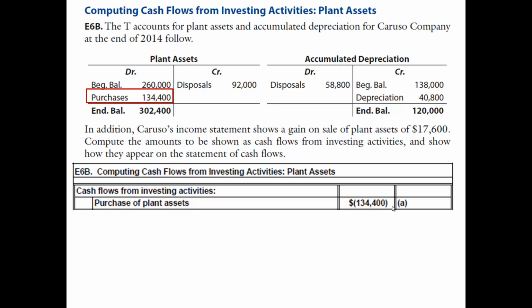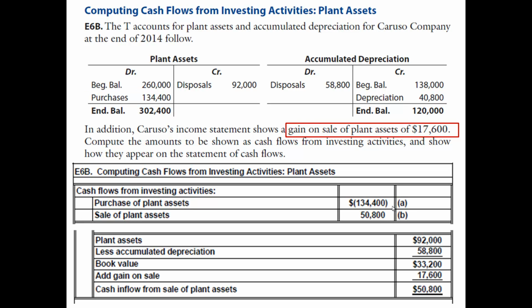Now, the next part is a little trickier in calculating what our actual cash inflow was, because we sold a plant asset, and you can see here that the amount of cash we brought in from the sale of that plant asset was $50,800. But let's determine where that comes from.